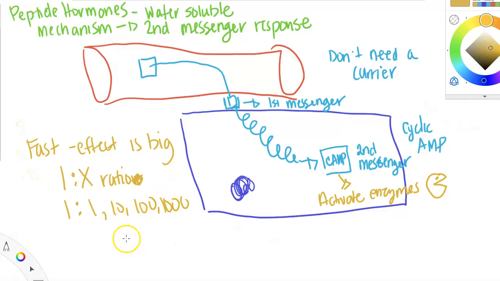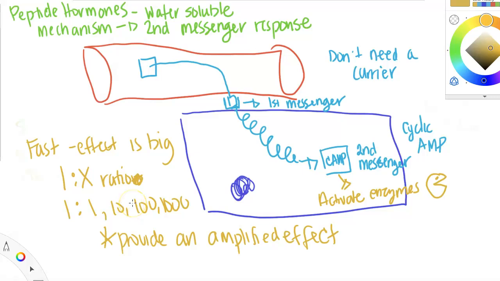It can provide an amplified effect, where steroid hormones can't. It's just one to one. You got one protein, you want another one, you got to have more hormone. This one hormone can cause a vast array of things. All right, so that is the peptide hormone.